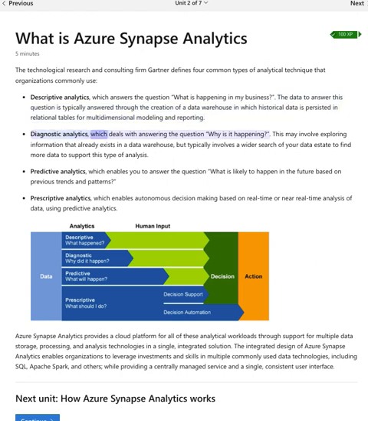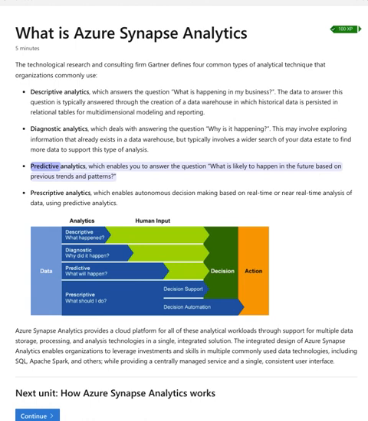Diagnostic analytics, which deals with answering the question, why is it happening? This may involve exploring information that already exists in a data warehouse, but typically involves a wider search of your data estate to find more data to support this type of analysis. Predictive analytics, which enables you to answer the question, what is likely to happen in the future based on previous trends and patterns. Prescriptive analytics, which enables autonomous decision-making based on real-time or near real-time analysis of data, using predictive analytics.